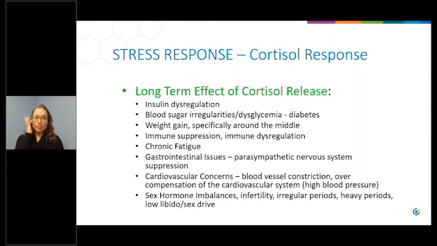And then sex hormone imbalances. Again, your body's not worried about making babies, it's worried about getting you safe, running from things. And when we think of this, we think of like infertility, irregular periods, low libido and sex drive, heavy periods, things that can alter normal reproductive balance.